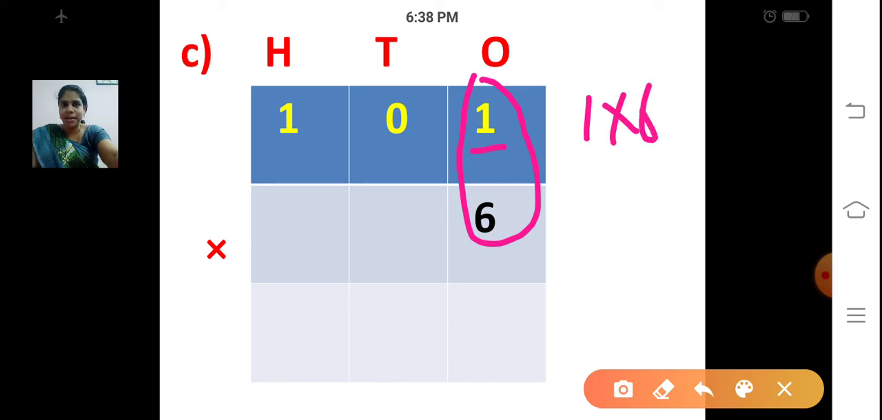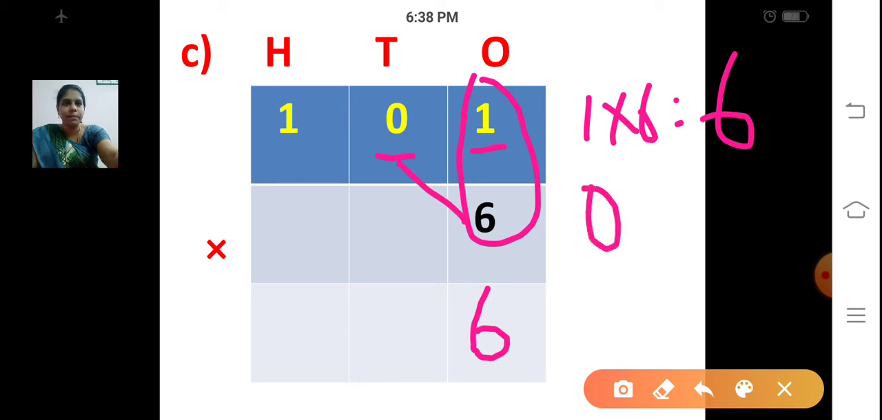1 six is 6. You have to know the tables. Learn the tables. 1 six is 6. Write down 6. Now let's move on to the tens place. Next we are going to multiply the digit at the tens place by 6. 0 into 6. Now tell me what is the answer when you multiply any number by 0. What will be the answer? 0 into 6 is 0. Now what is the third step?